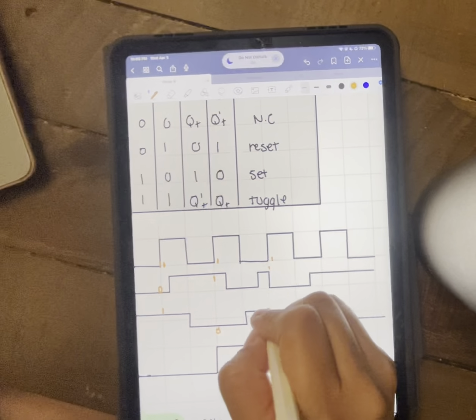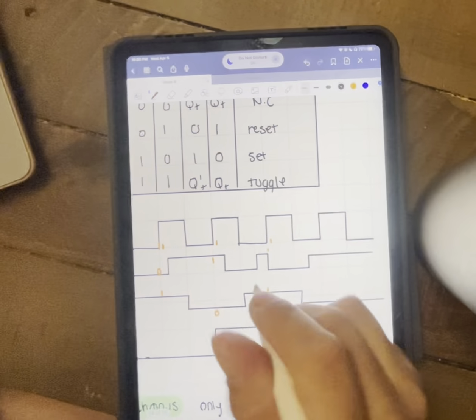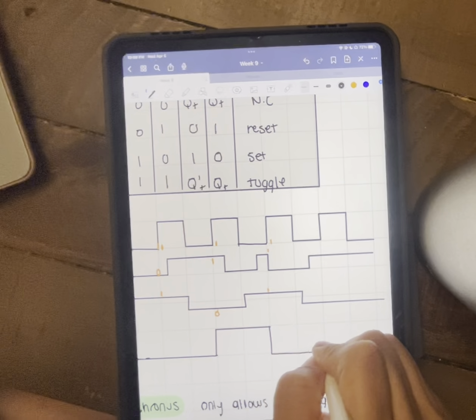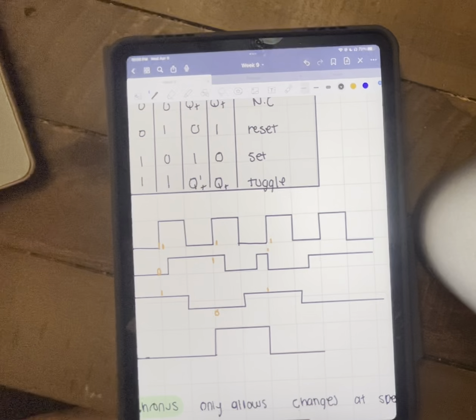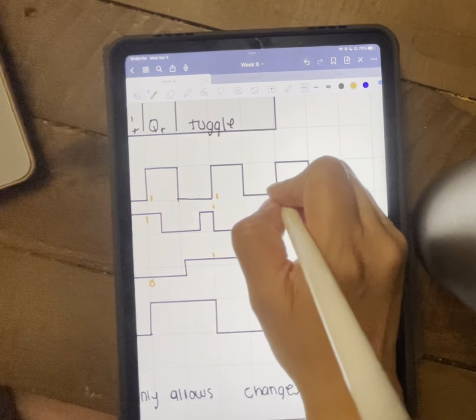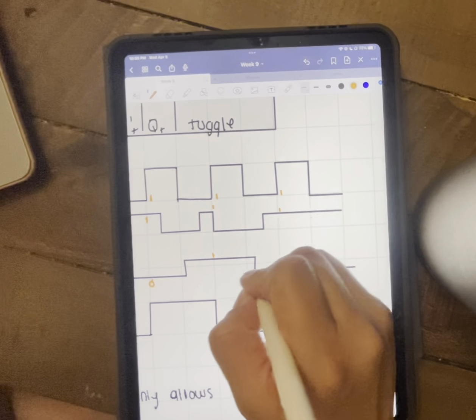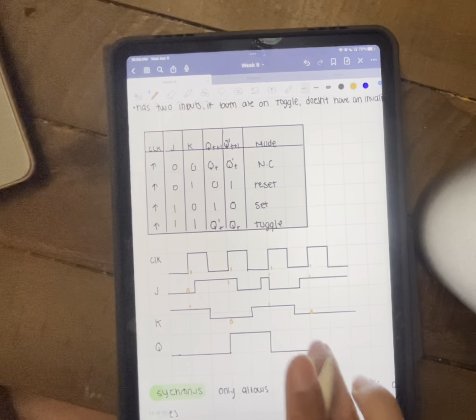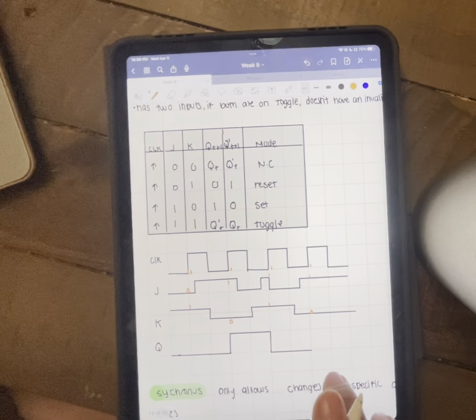This is at 1, this is at 1, that's toggle. So we want to change. Then here we have our last clock cycle. So this is going to be at 1, this is at 1, this is at 0. So this time J is at 1, K is at 0. And that's going to set.